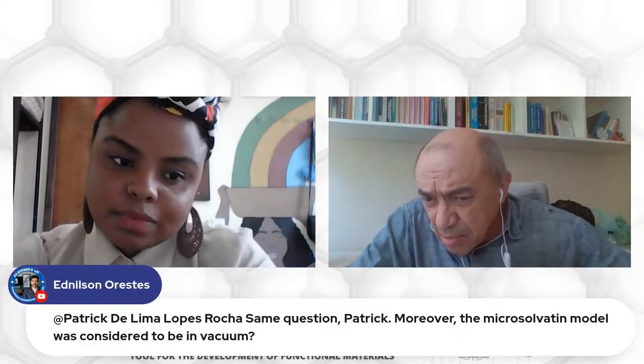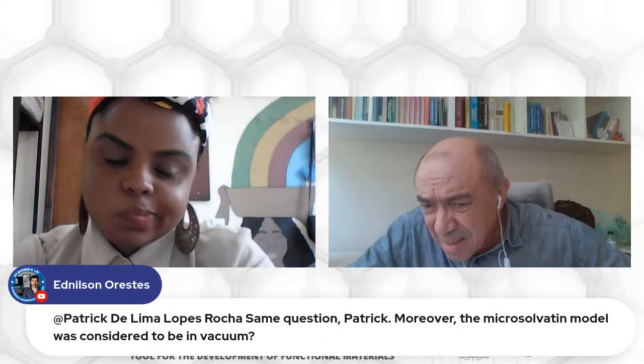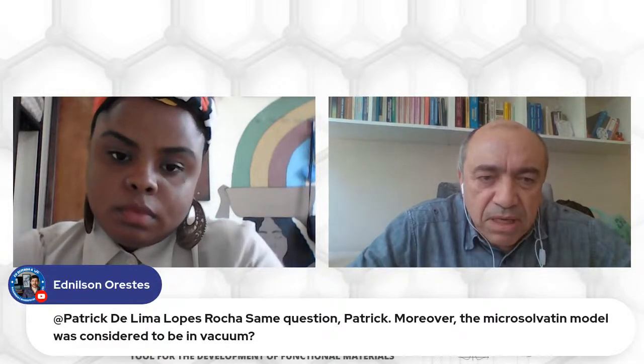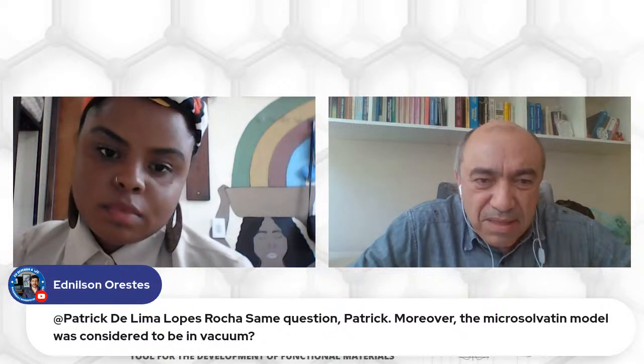One last question. It seems that the solvation of the anion is more relevant than the solvation of the cation. The solvation of the leaving group is more relevant than the solvation of the carbocation that is forming. Is it true? And if it's true, why?